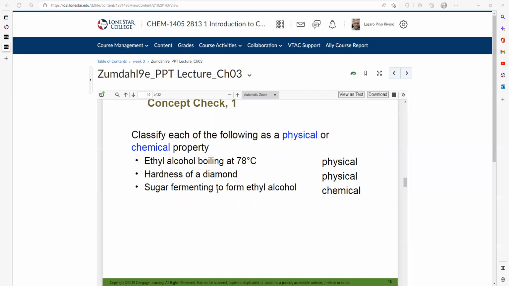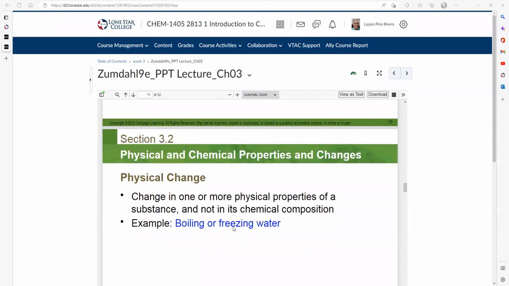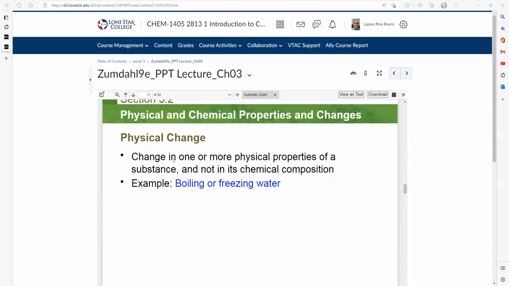Well, sugar fermenting to form ethyl alcohol. It is chemical because you begin from sugar and at the end you get what? Ethyl alcohol. And they are different substances. Then this change is chemical. And this is a chemical property. A physical change is a change in one or more physical properties of a substance and not in its chemical composition. Example, boiling or freezing water.